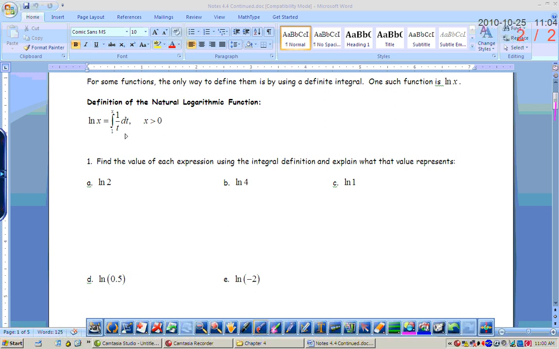If we take the integral of 1 over t between x equals 1, or between 1 and x, graphically or geometrically, what does that mean? Okay, exactly. The area under the curve of 1 over t from 1 to x. So let's graph 1 over t dt. Where's the t coming from? You have to use another variable.